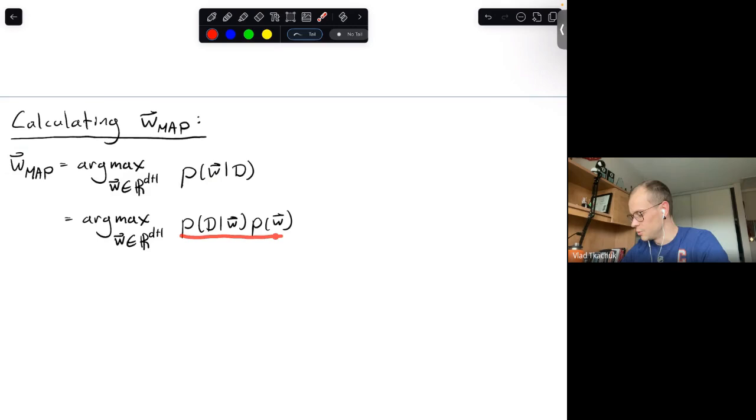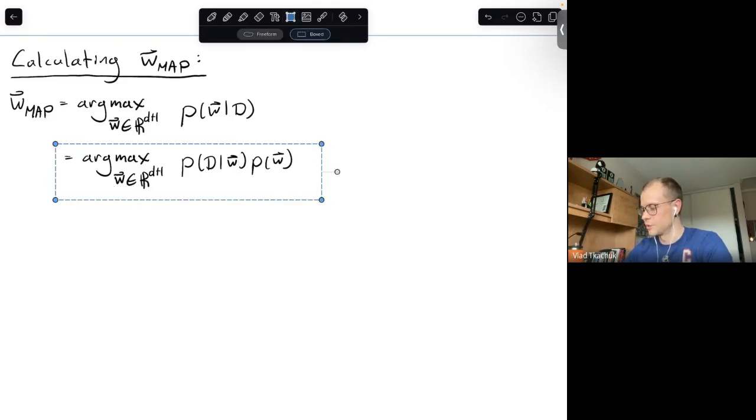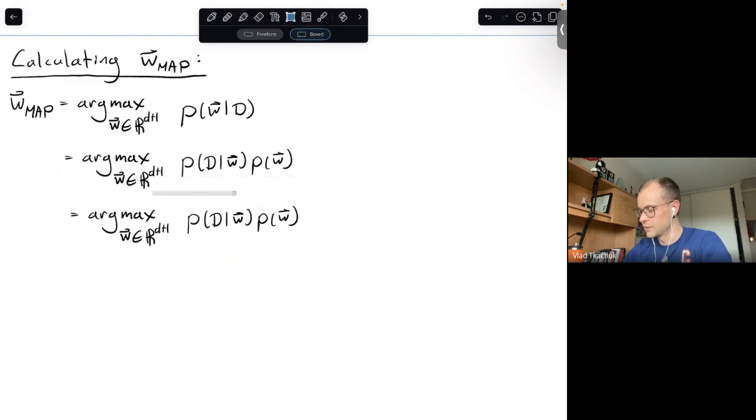After some steps that we saw earlier, you can rearrange it such that it looks like the likelihood times the prior. So far we've done nothing new. We've already seen this, same exact steps. Now the next thing we do is also very similar to what we saw before, which is we apply the logarithm and then take the negative so that we can minimize.